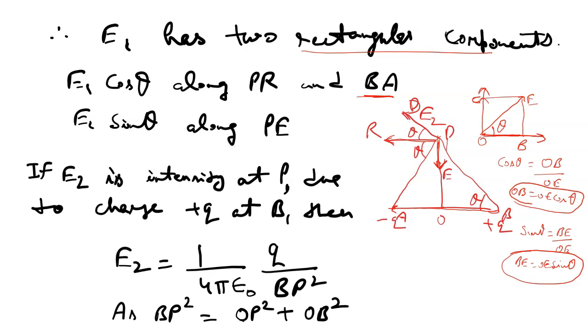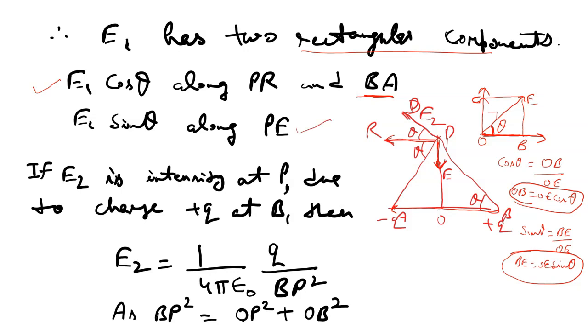This is the method to calculate the rectangular components. The shortest method is that the side coinciding with the angle is always the cos component, and the other side is the sine component. So we have two components: E1 cos theta along PR and BA, and E1 sin theta along PE.